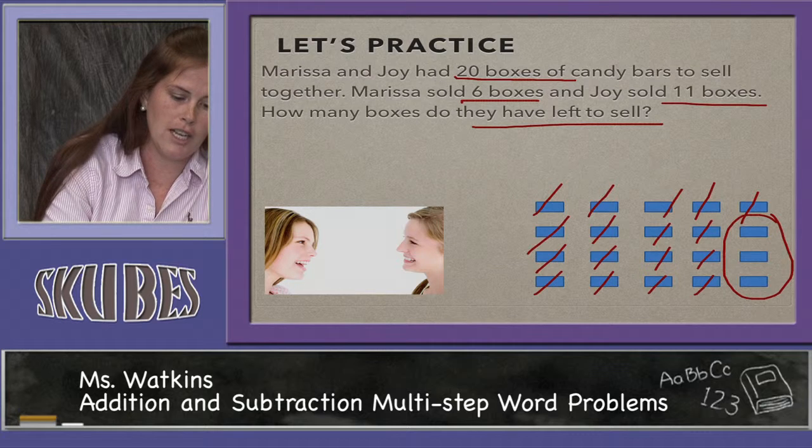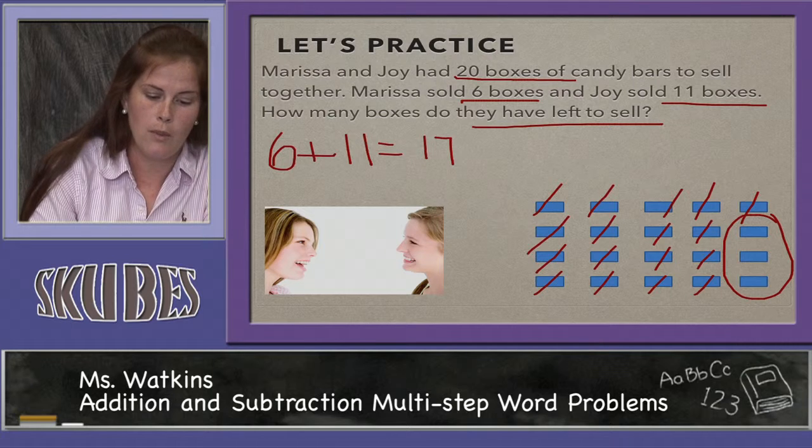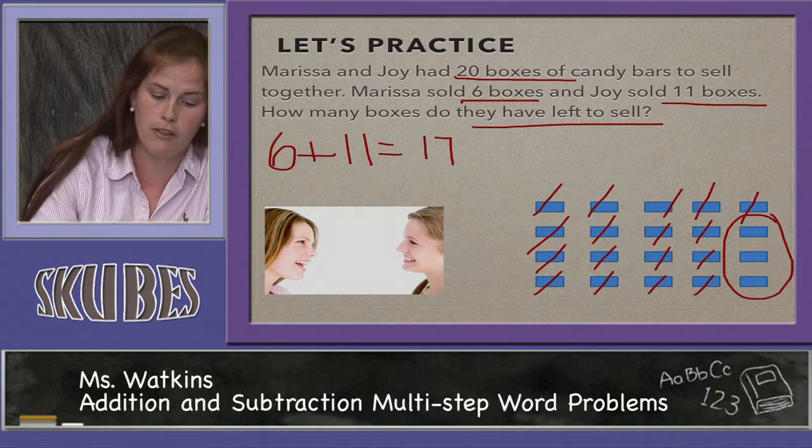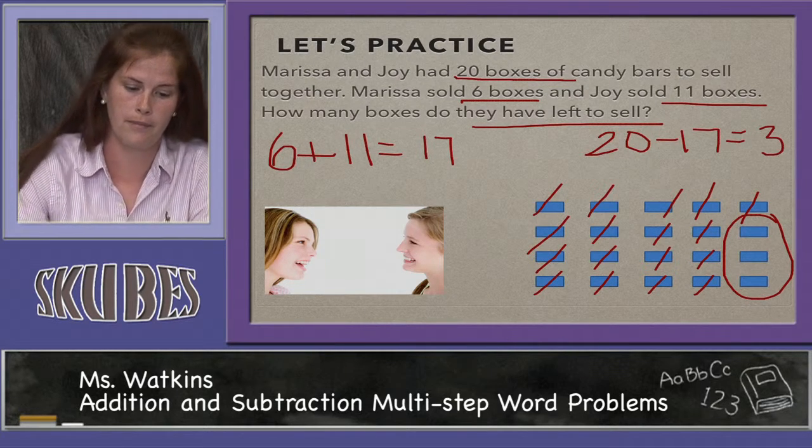So now if I wanted to check my work, we know they had 20 boxes total. Marissa sold 6. Joy sold 11. We know 6 plus 11 equals 17. We know that we need to subtract this number from the total they had to begin with, which was 20. 20 minus 17 leaves us with 3 boxes left to sell.